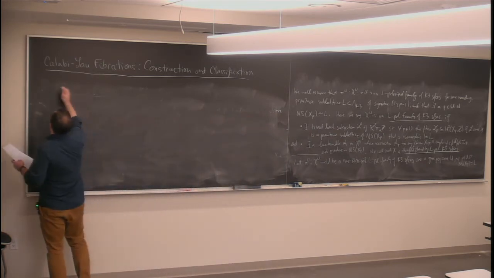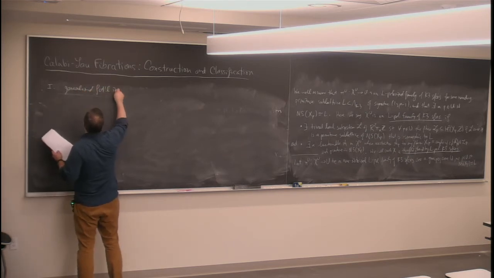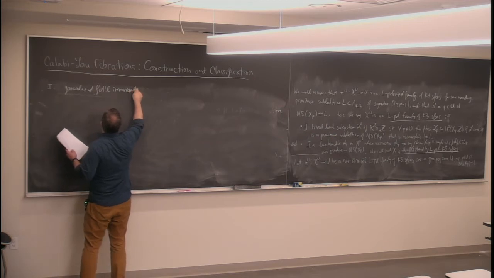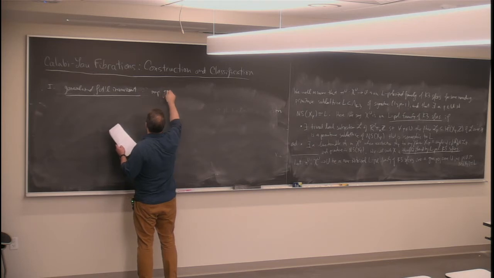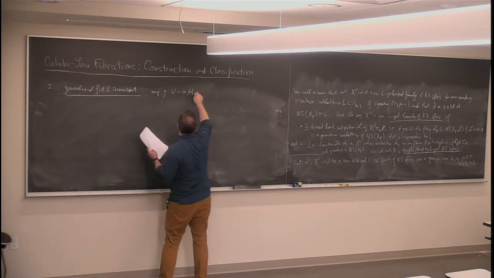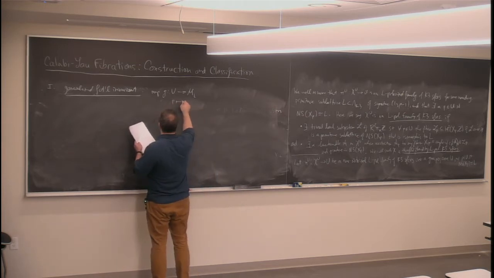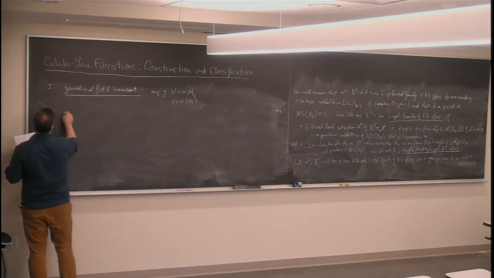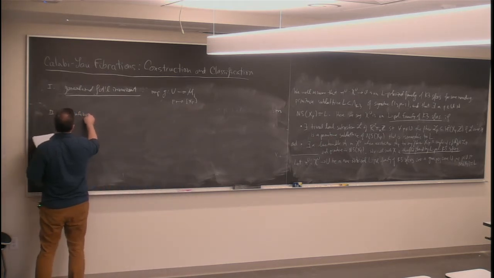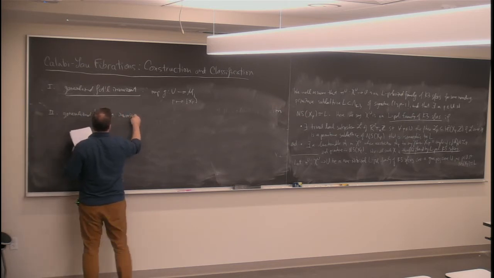So the first invariant is the generalized functional invariant. It's the map G from U to the moduli space of L-polarized K3s, just given by sending P to the class of X_P. And the generalized homological invariant.